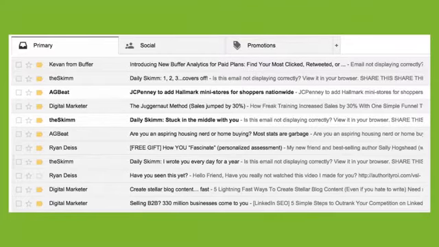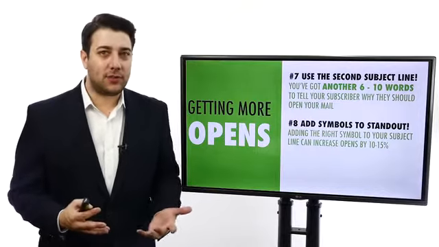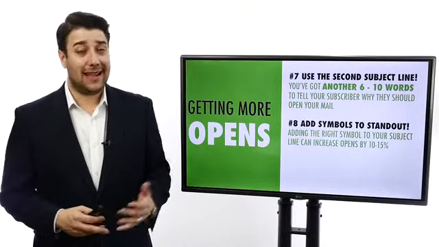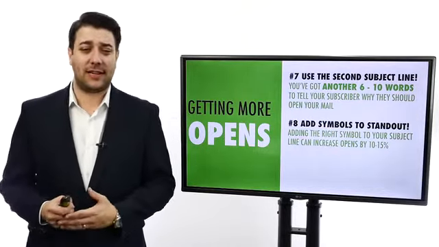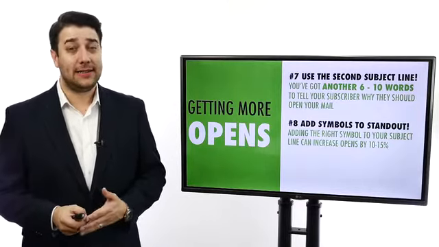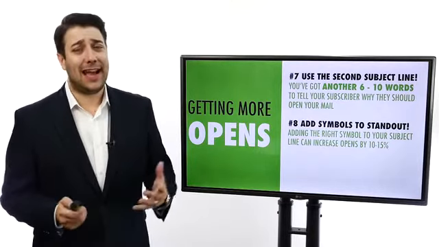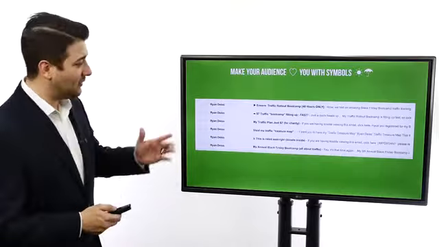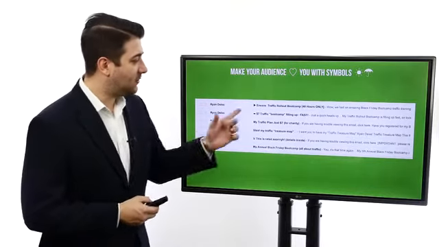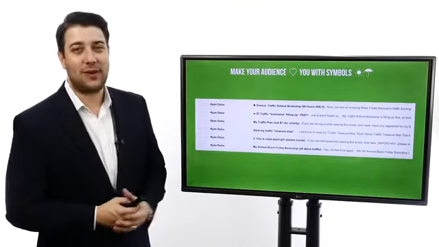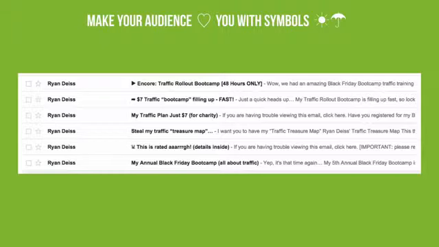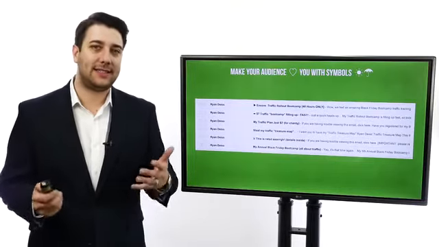All right, so now number 8, add symbols to your subject lines to stand out. Adding the right symbol to your subject line can increase your open rates by 10 to 15%. So I know you've seen this in the inbox, and here are some examples of symbols we've added, even simple ones. The black arrow, the play button, the pirate skull and crossbones, anything to stand out.